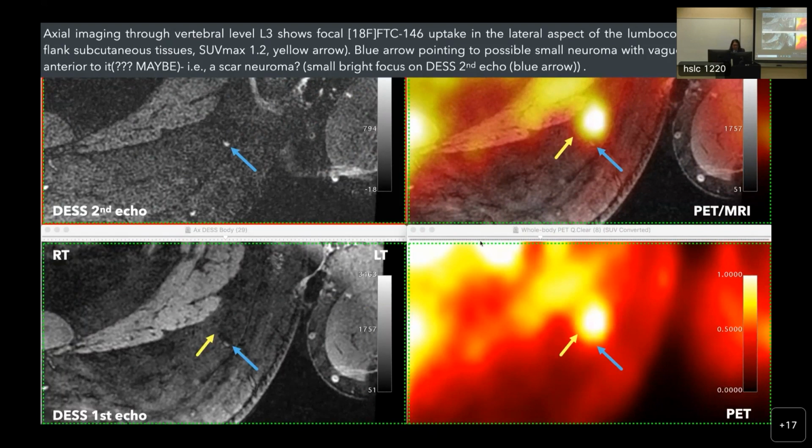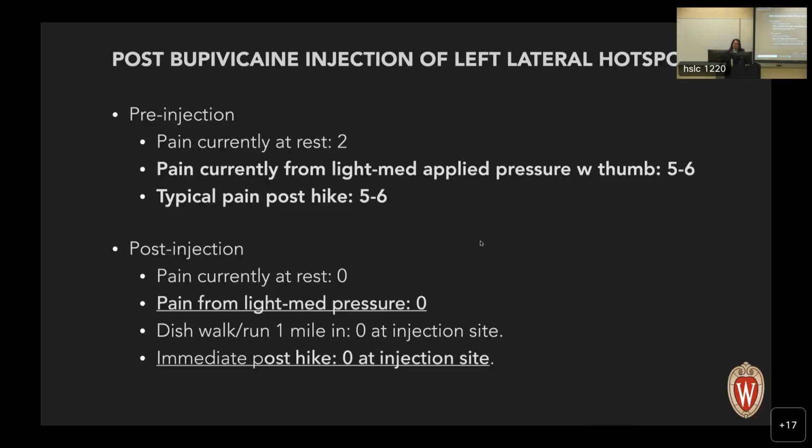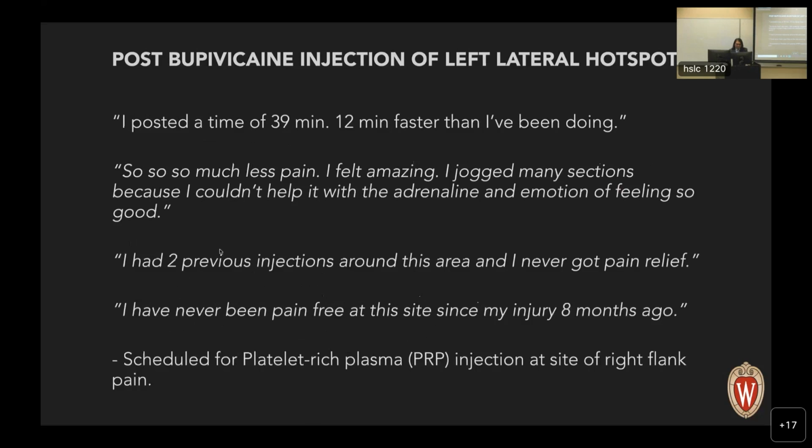So after we saw this image, we offered to inject that site with Marcaine. Pre-injection, the patient had a pain of 2 at rest, and if he would exercise, it'd get up to like 4, 5, or 6. And then after the injection, the patient reported no pain there, even after a hike. So a nice result showing that we could alleviate that patient's pain by locally injecting, at least temporarily, some relief. It was the first time the patient had any relief from their pain, which occurred about 8 months prior to this injury.